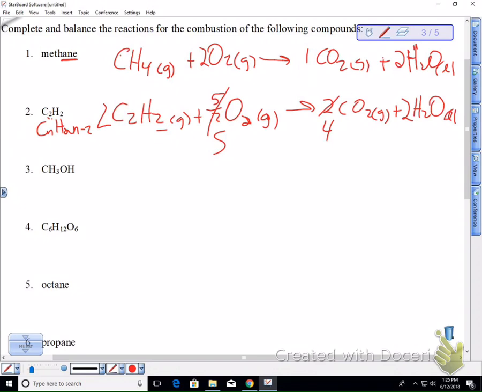All right, number 3 is methanol, CH3OH. You can see the hints of the methane in the CH3. That's methanol. It is a liquid. It's an alcohol, but it still burns, and we still get CO2, and we still get water.